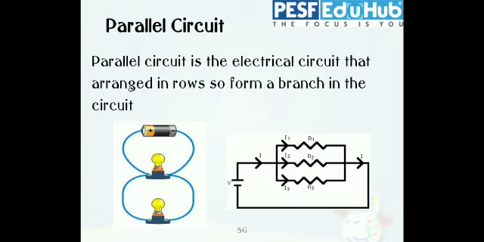And the advantage is, suppose R1 is removed, what will happen to R2 and R3? It will not affect them, because if R1 is fused, then R2 and R3 will still glow bright, because R2 has its own path to complete the circuit, and R3 has its own path to complete the circuit. So R1 is an independent one, right? Most household electrical wiring is a parallel circuit.